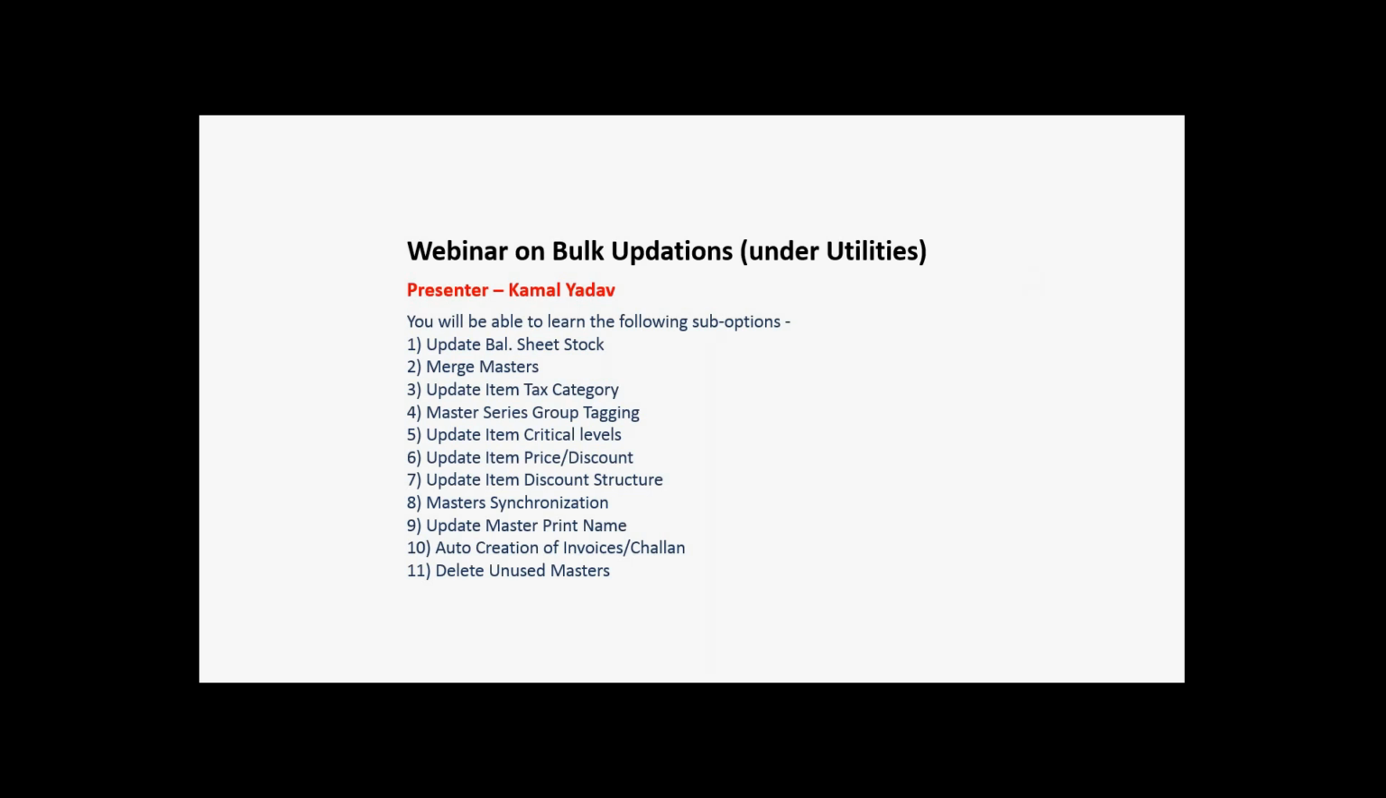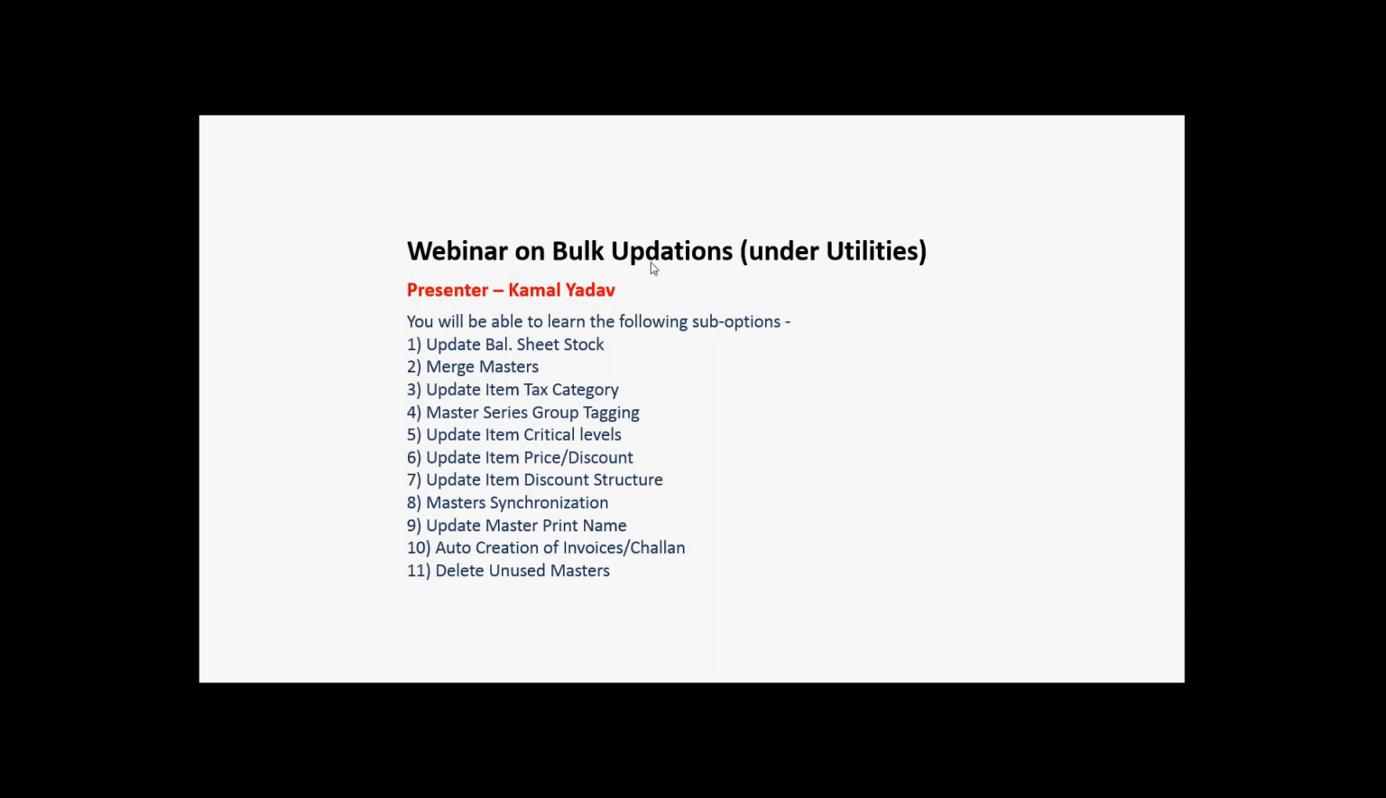The topic that we are going to cover today are update balance sheet stock, merge masters, update item tax category, master series group tagging, update item critical level, update item price or discount, update item discount structure, master synchronization, update master print name, auto creation of invoices and challan, and delete unused masters. In Busy, these topics are under utilities.